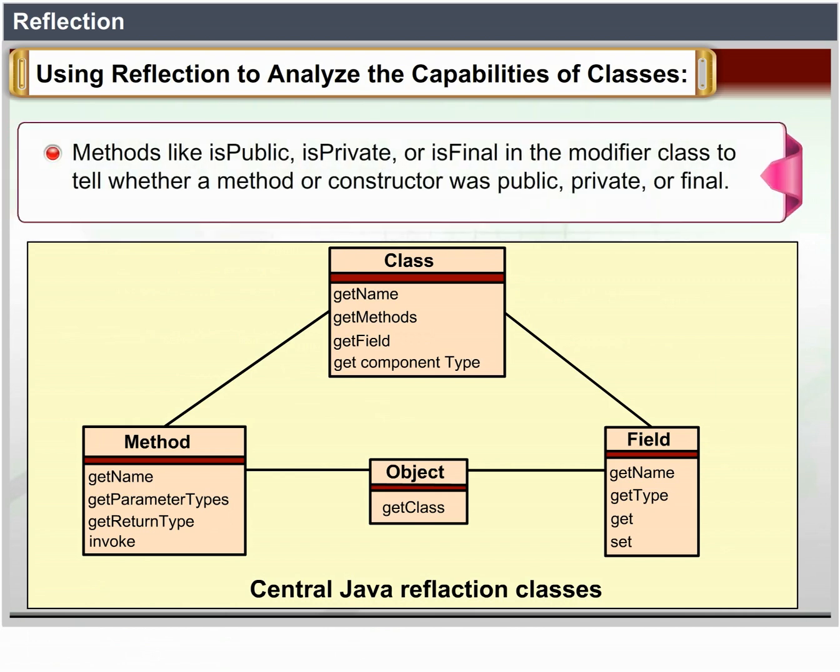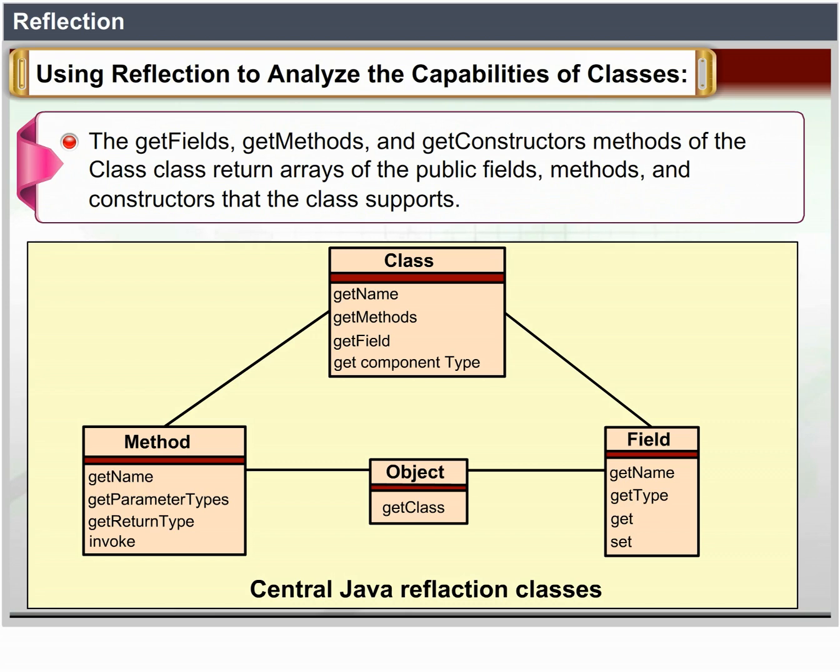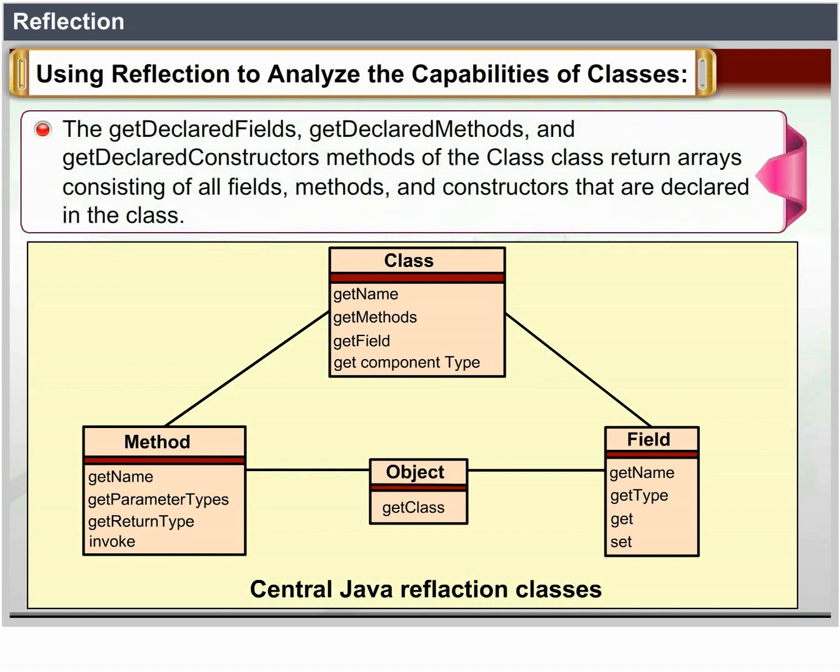Use methods like isPublic, isPrivate or isFinal in the Modifier class to tell whether a method or constructor was public, private or final. The getFields, getMethods and getConstructors methods of the Class class return arrays of the public fields, methods and constructors the class supports. The getDeclaredFields, getDeclaredMethods and getDeclaredConstructors methods of the Class class return arrays consisting of all fields, methods and constructors that are declared in the class.